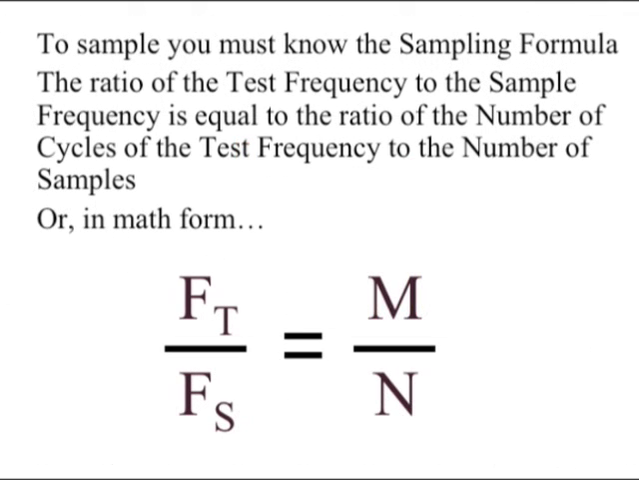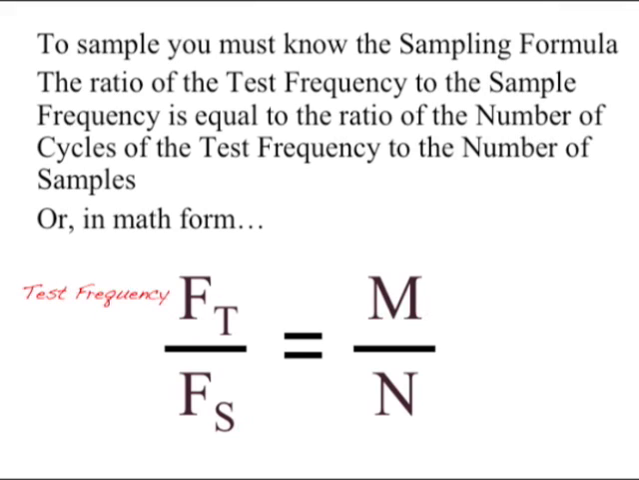We'll start with an overview of sampling. In order to sample, you must know the sampling formula. The ratio of the test frequency to the sample frequency is equal to the ratio of the number of cycles of the test frequency to the number of samples, or in math form, f sub t over f sub s is equal to m over n.